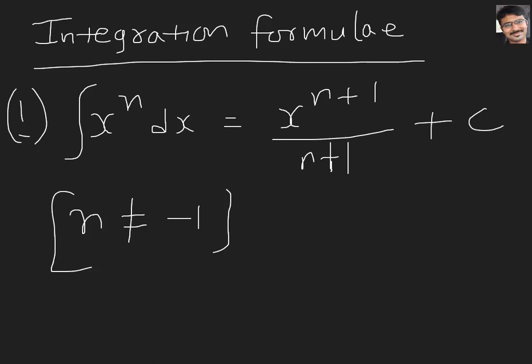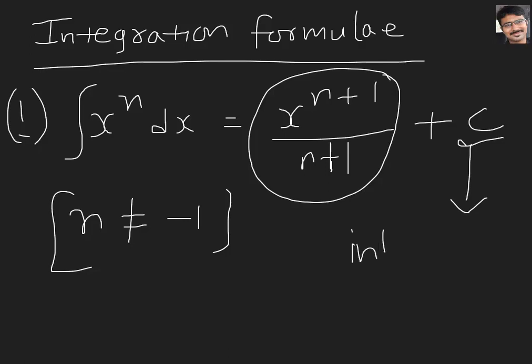So here n is some constant, x is the variable, and we are integrating with respect to dx. So what does the integral of x^n dx mean? It is x^(n+1)/(n+1) plus c. What is this c? C is called the integration constant.